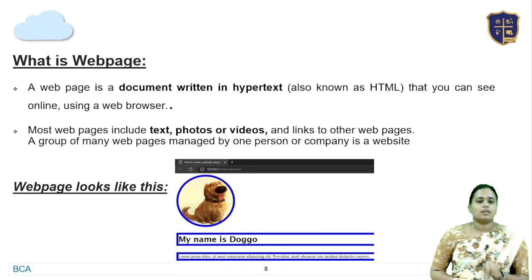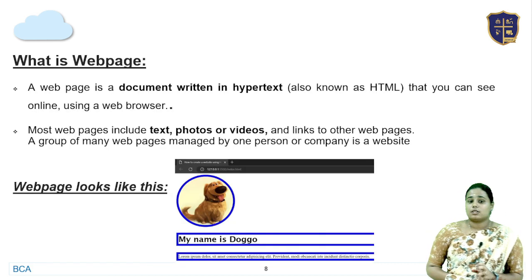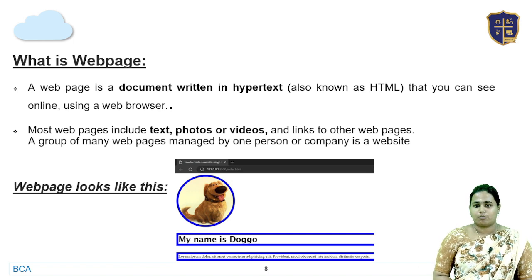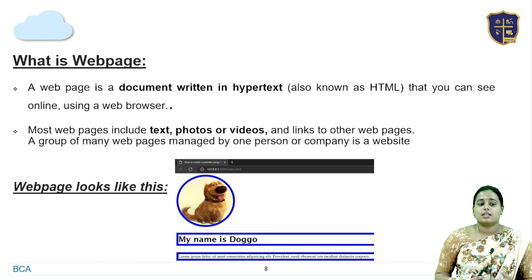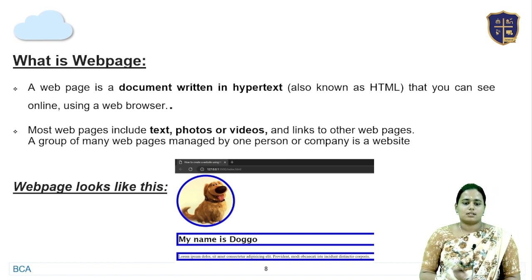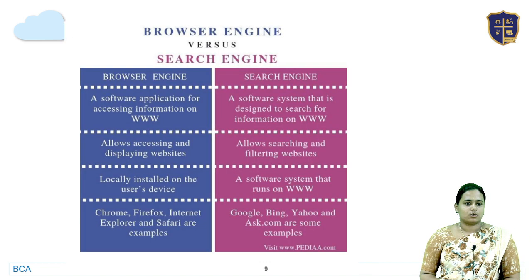Next we are going to see what is a web page. A web page is a document written in HTML format, which we are going to see in our second unit. HTML stands for Hypertext Markup Language, which you can see online while you are using a web browser. Web pages include text, photos, videos and multimedia content. A group of web pages is called a website. This is an example of a website.